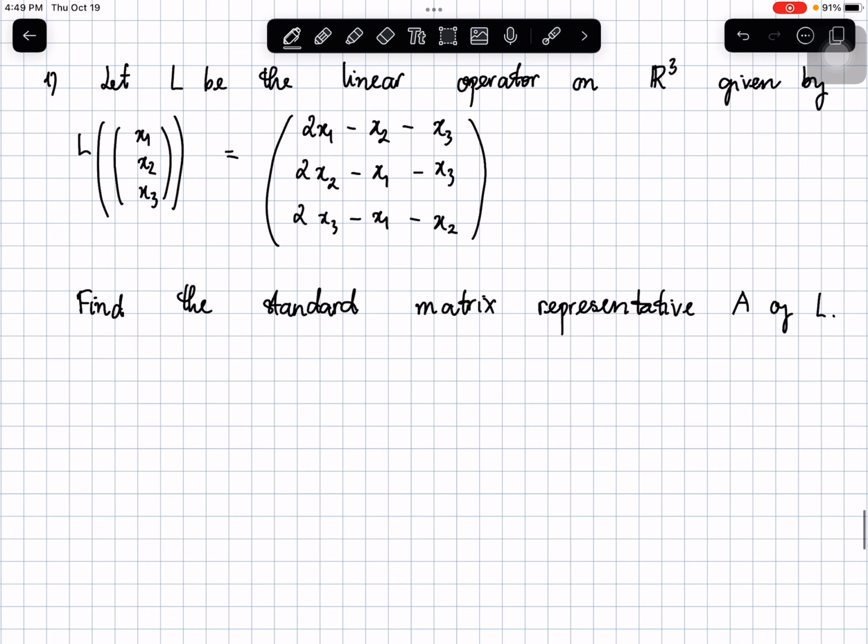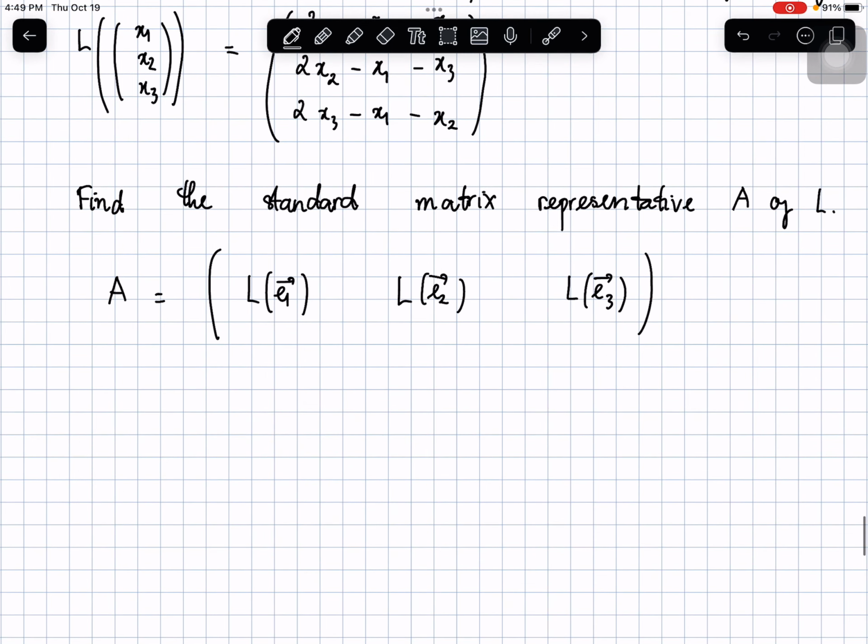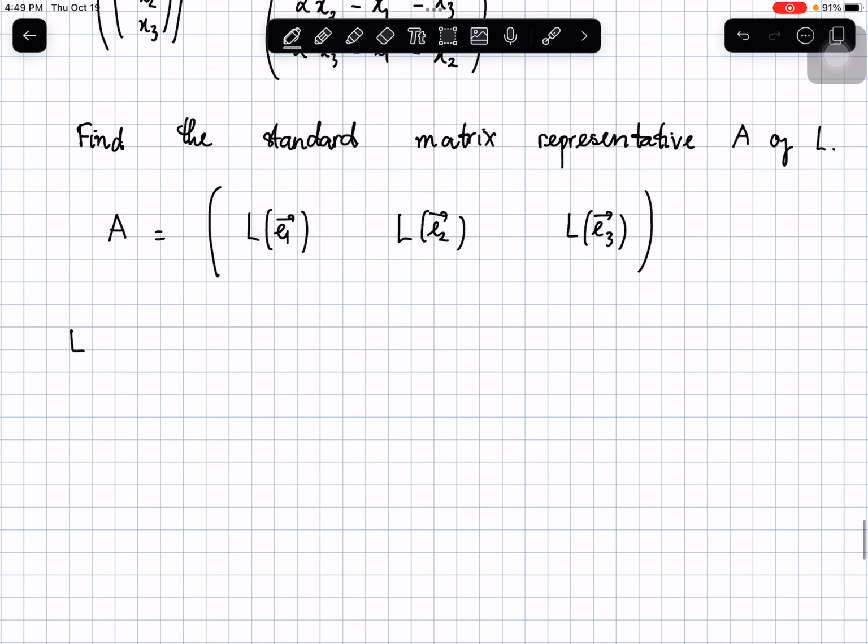So the way we do it is we find this matrix A, where, since we are working with R3, the first column of A is the image of E1, the second column is the image of E2, and the last column is the image of E3. We just need to compute it, and the standard corresponds to the standard basis. So we have the image of E1, which is F of (1, 0, 0).